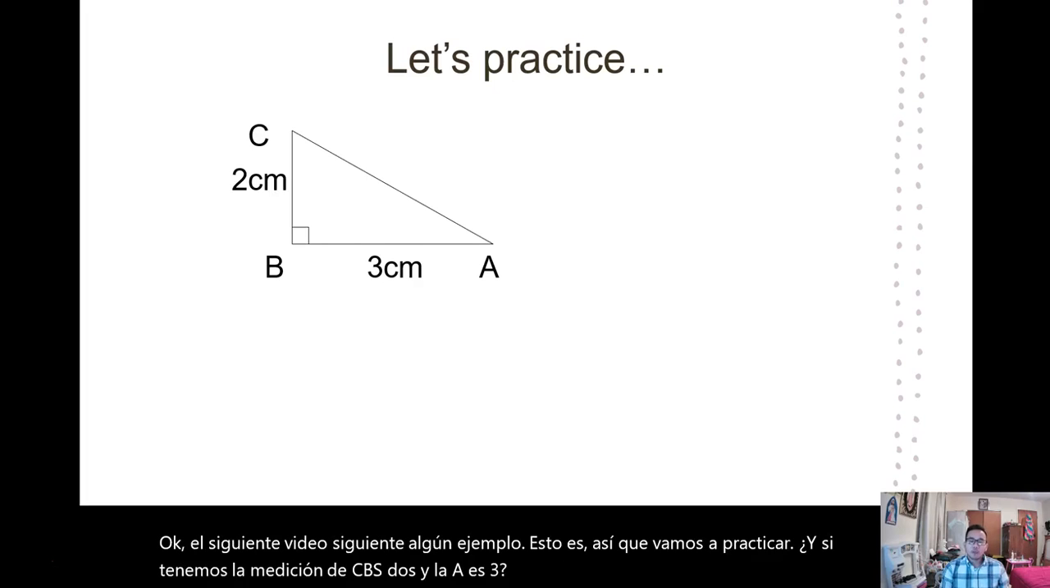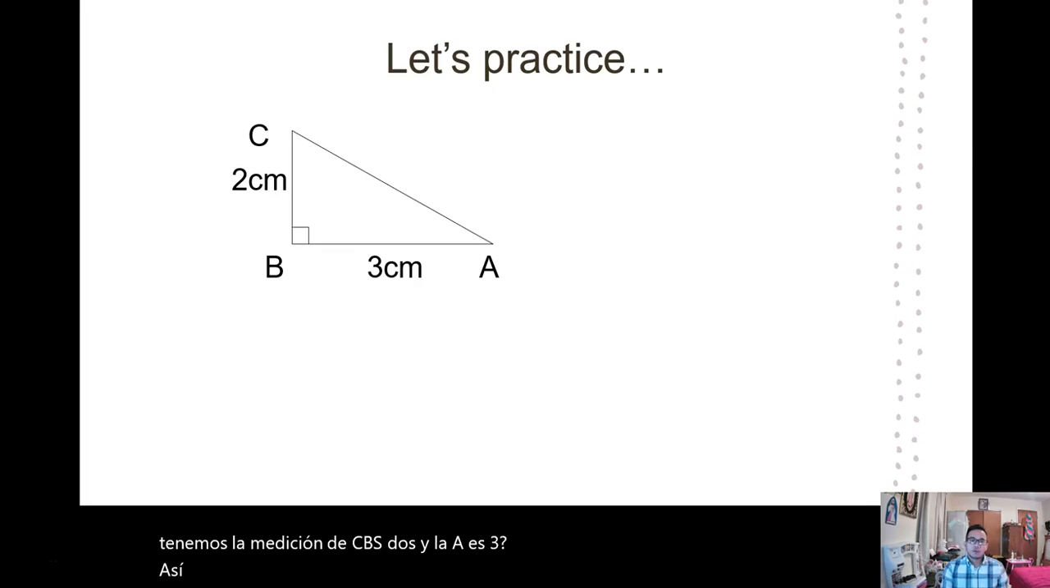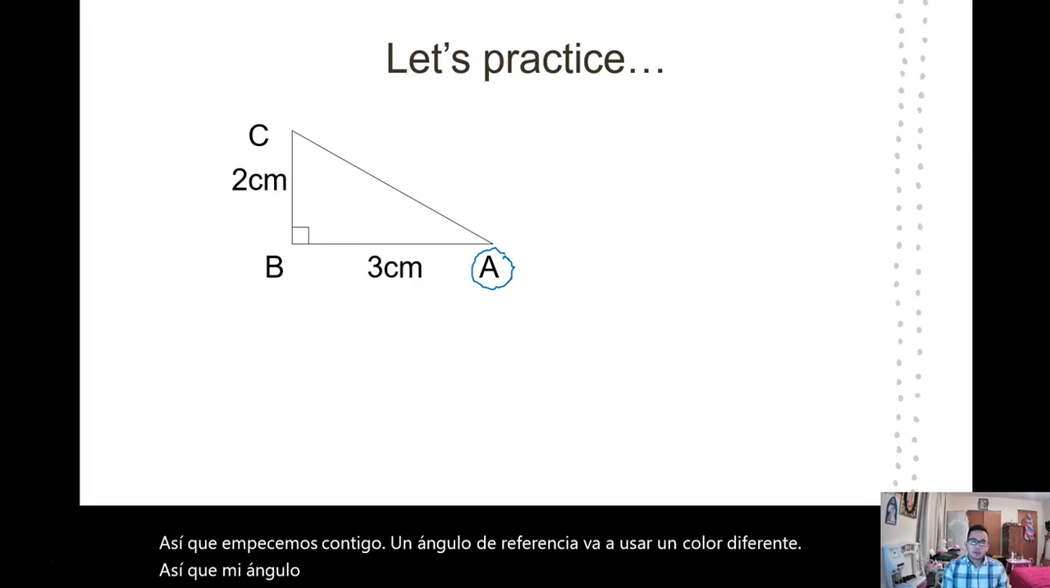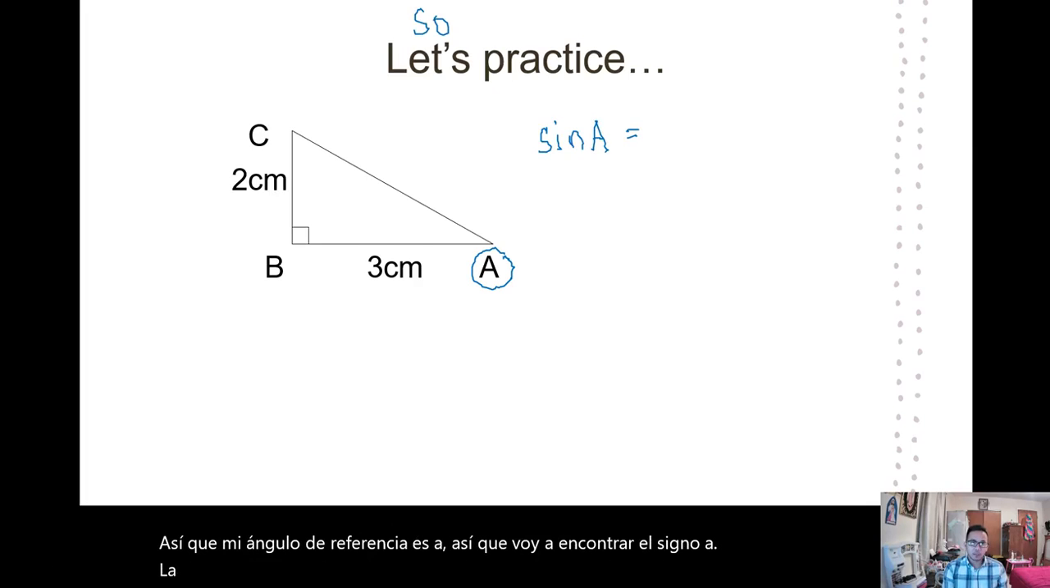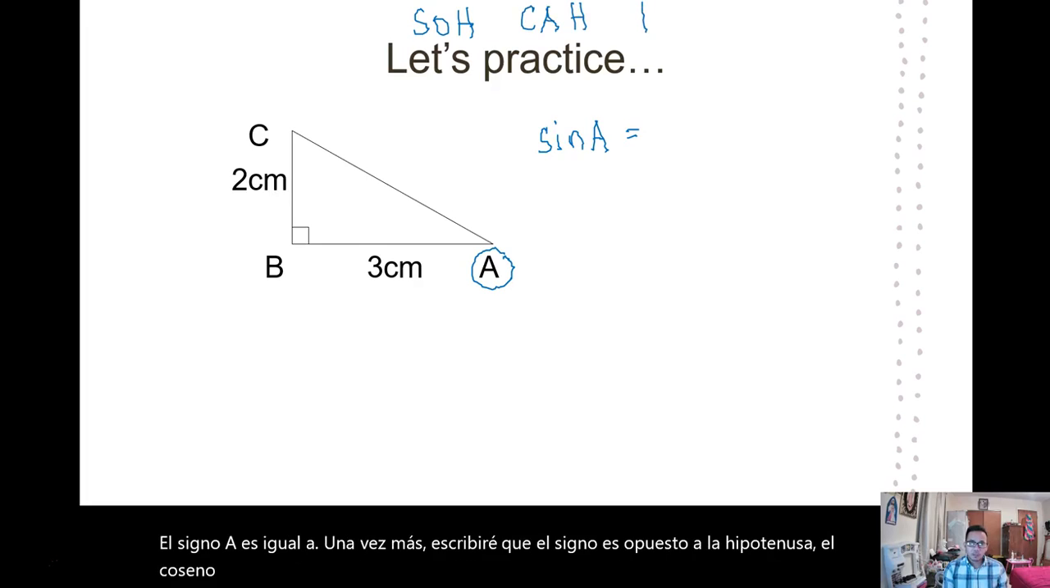So let's start with your reference angle, which is A. I'm going to use a different color. So my reference angle is A, and I'm going to find sine A. Sine A is equal to, again, I'll write that: sine is opposite over hypotenuse, cosine is adjacent over hypotenuse, and tangent is opposite over adjacent.